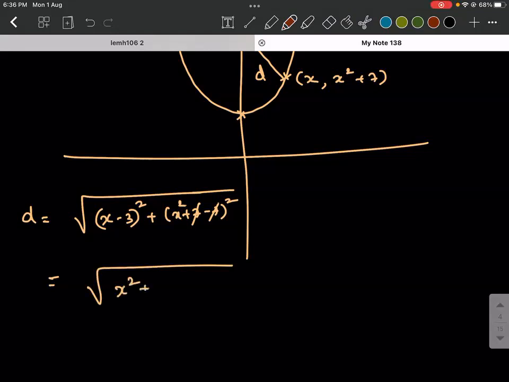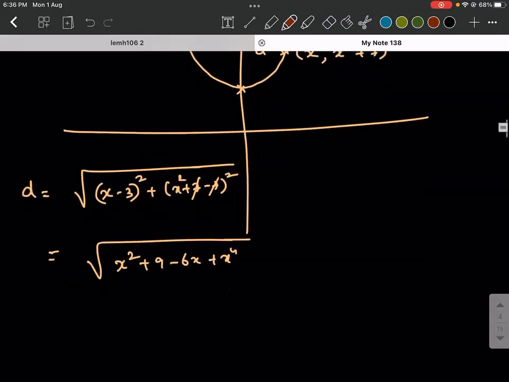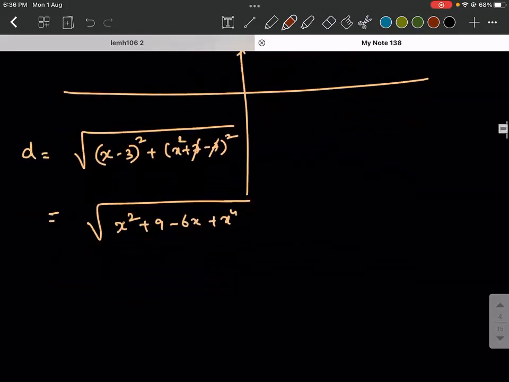Cancel it. So this is d. What will I get? X square plus 9 minus 6x plus x power 4. This is d. I'll take it as capital D for instance. So derivative of capital D with respect to x is how much? Find it out. Equate it to 0, you will get the value of x. Once you get the value of x, get the value of x square plus 7. Find the distance, your job is done.